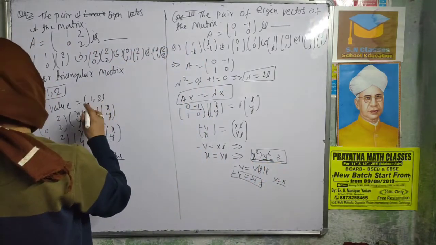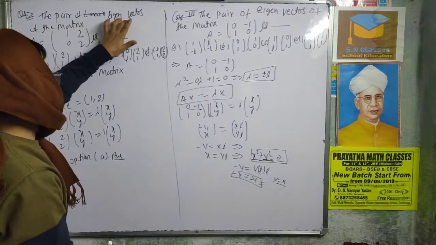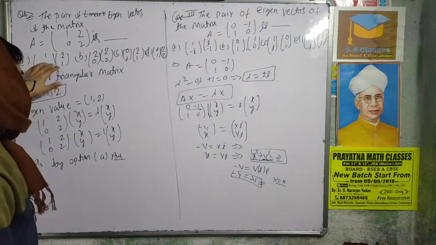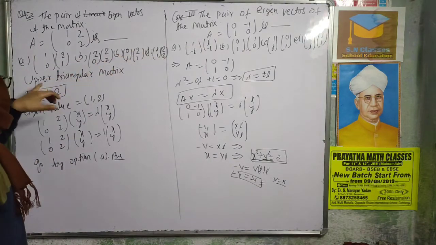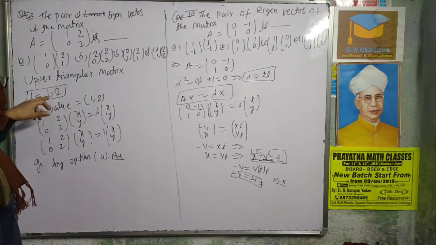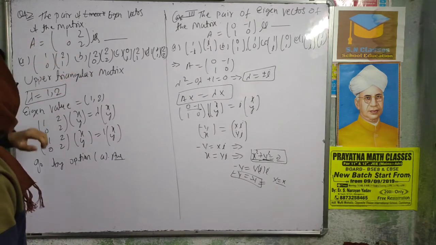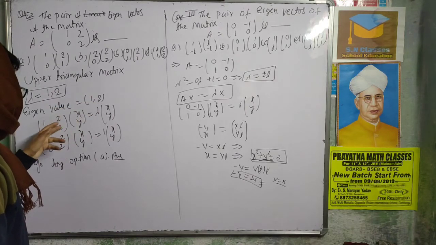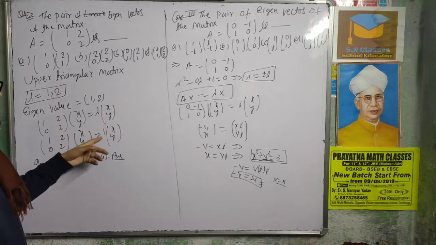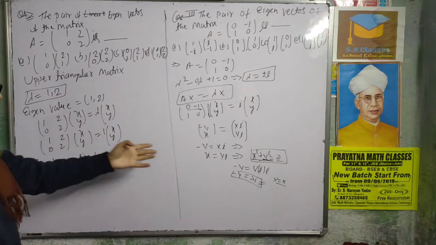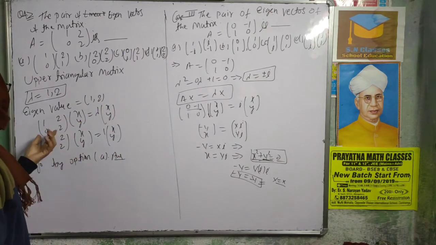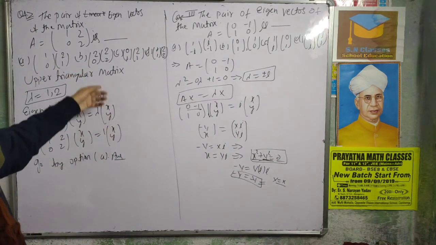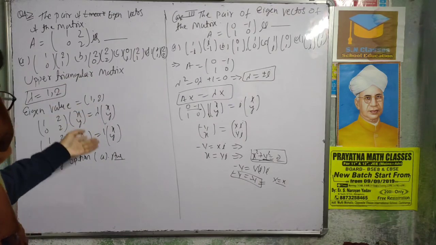The next question tells: the pair of eigenvectors of the matrix A, 1 2 0 2, with options A, B, C, D given. The upper triangular matrix is given, so the lambda values are 1 and 2. This is the upper triangular matrix, and the eigenvalues are 1 and 2, very easy. So for lambda 1 and lambda 2, we put lambda value 1 and we will get x and y. Whatever I did here, the same operation here. Multiply so the LHS equals the RHS. You will get which option is satisfied. You can choose the value and get the answer. Option A is satisfied, so that is the answer.